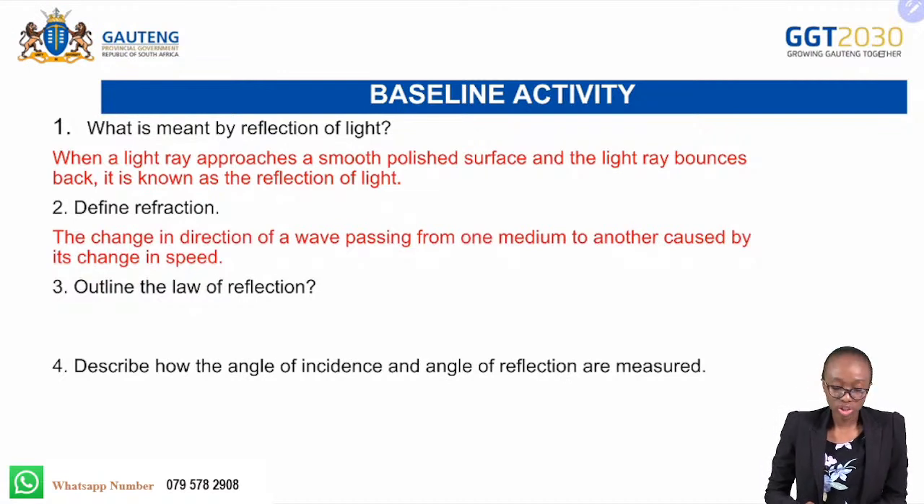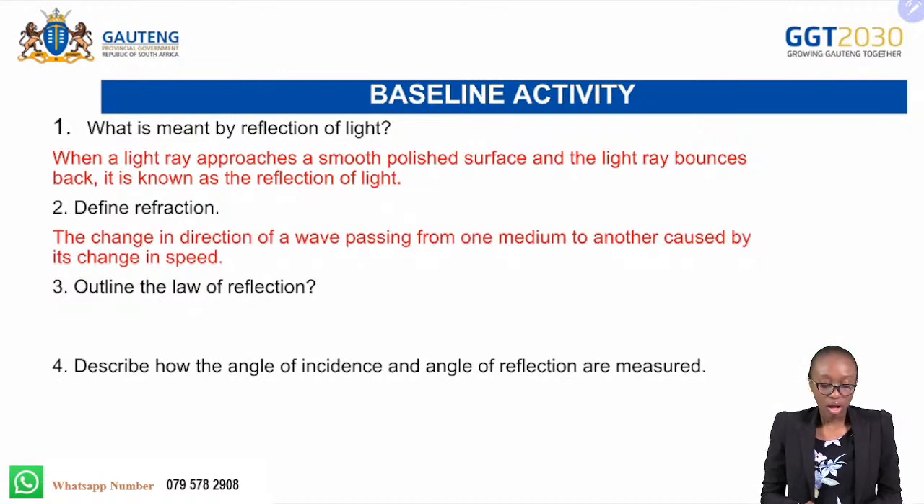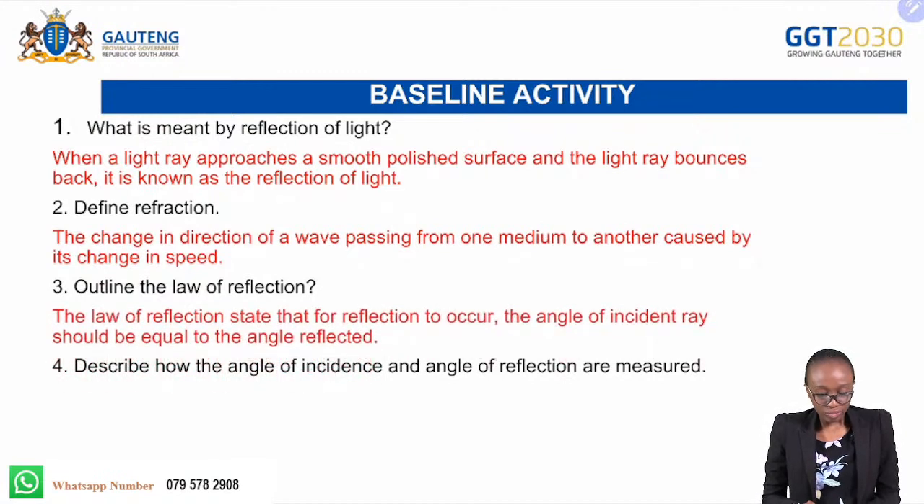And the third question is outline the law of reflection. Do you remember it from last week? The law of reflection states that for reflection to occur, the angle of the incident ray should be equal to the angle reflected. So the incident ray and the reflected ray, both of their angles should be equal.